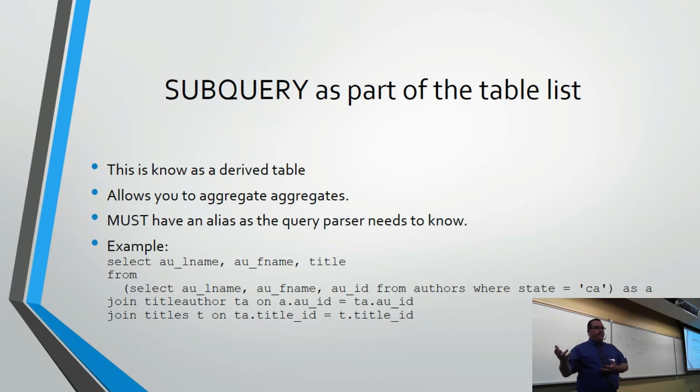Now, when you look at the example they have here, what's happening is they want to retrieve specific pieces from the authors table, and then they're joining it to titles. This is an example of a library type database where you've got authors and titles, which is a book, and then title authors as another table that joins things in.